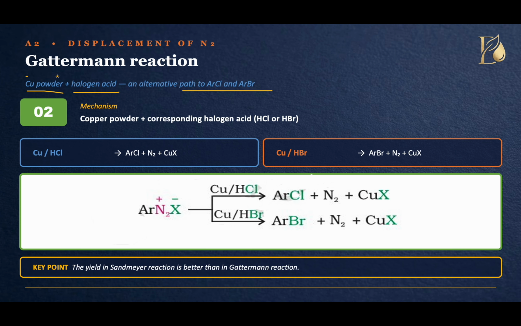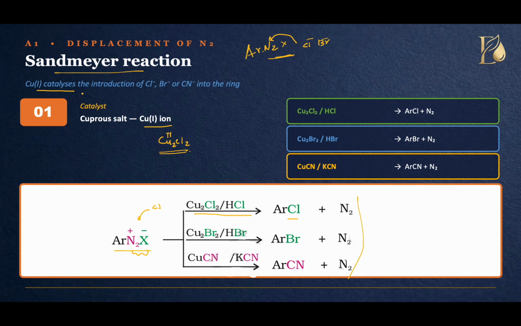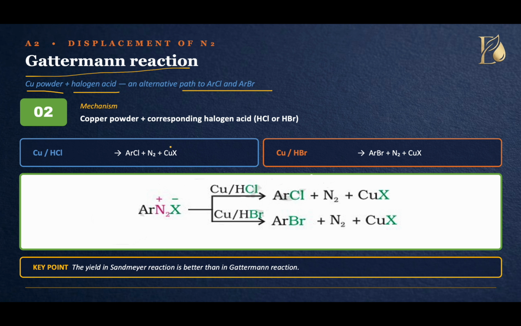Because of this, Sandmeyer reaction is usually preferred in particular applications, but it is important to understand both for exams. So Gattermann reaction, what are the reagents? Copper powder plus halogen acid. But in Sandmeyer reaction, it was cuprous salt as a catalyst. Now we can see some examples of Gattermann reaction. And one point is that the yield in Sandmeyer reaction is better than Gattermann reaction.